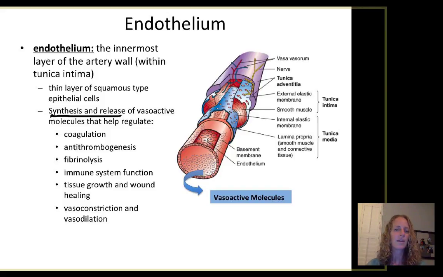from the endothelium. These molecules can help to regulate coagulation and related processes. They're looking at these in terms of immune system function, tissue growth and wound healing, and vasoconstriction and vasodilation regulation. So again, the endothelium is the innermost layer of all of the blood vessels, and it's releasing these important molecules and responding to changes in the local environment.